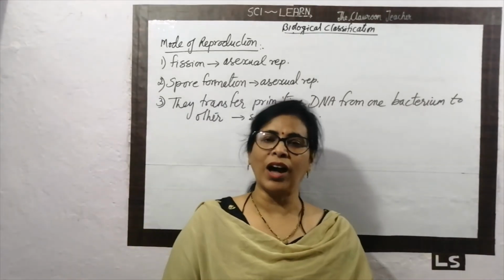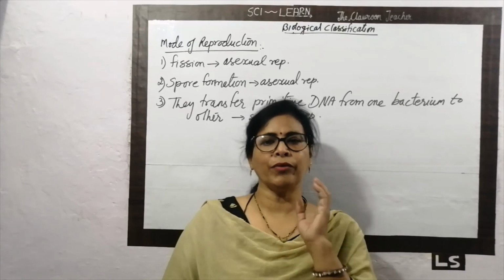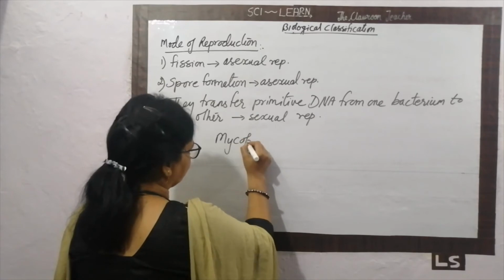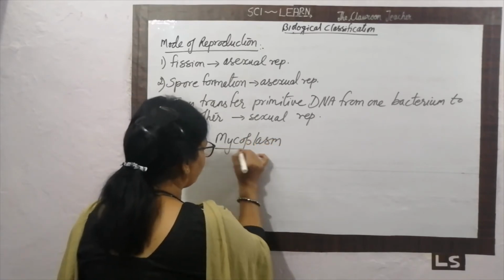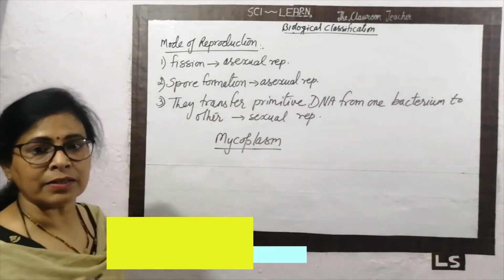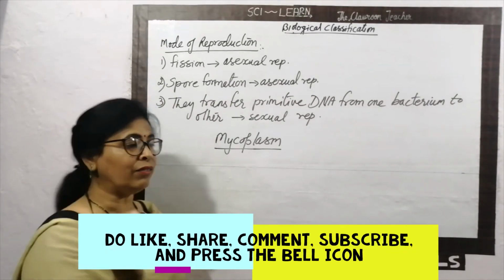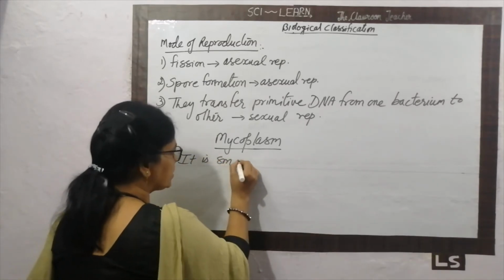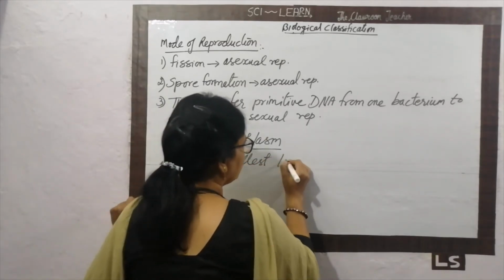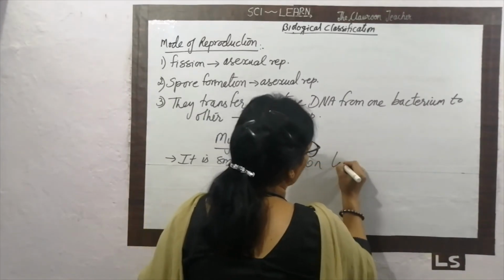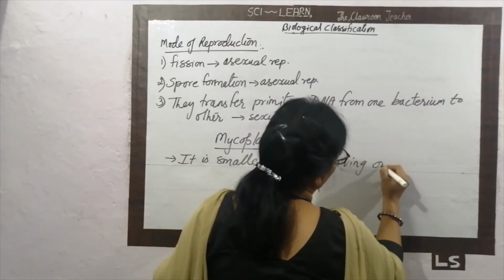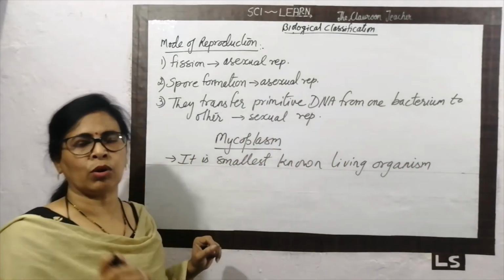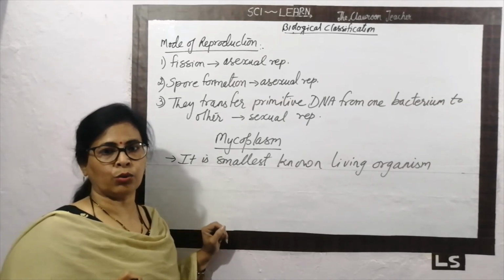One more important thing you have to know about bacteria. One group of bacteria is called mycoplasma. This is a special group. Why is it special? Because it is the smallest known living organism. Must remember, it is the smallest known living organism. It is very small in structure.